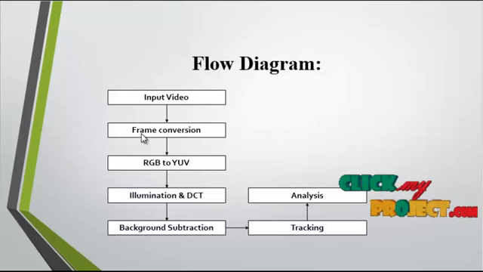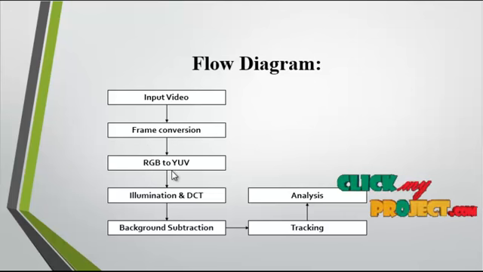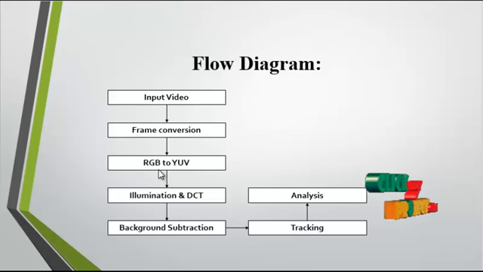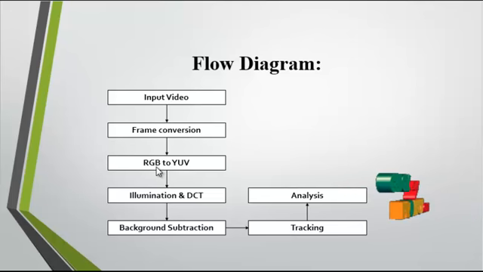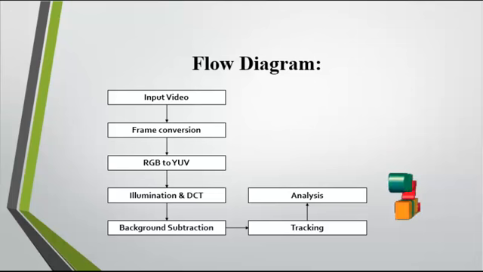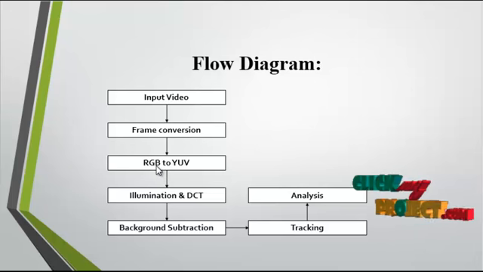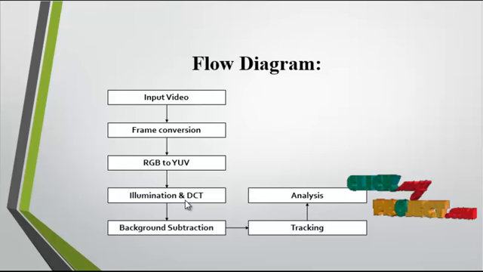After extracting the number of frames from the single video, the frames are undertaken for the conversion of RGB to YUV. Basically the images, that is the frames, are in the form of RGB. The color transformation of RGB to YUV is undertaken in this process. After the conversion of RGB to YUV, we put the frames through the process of illumination and DCT.